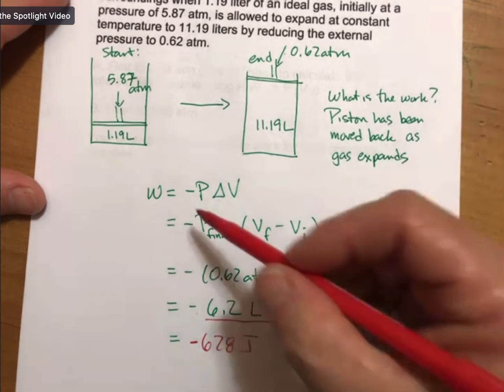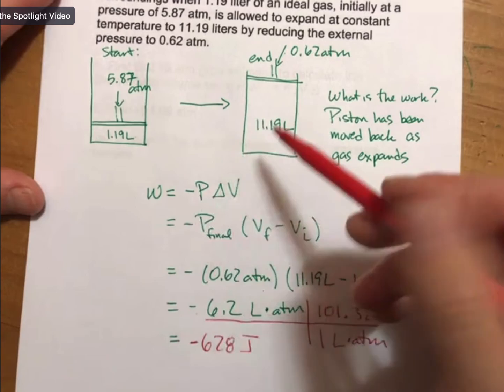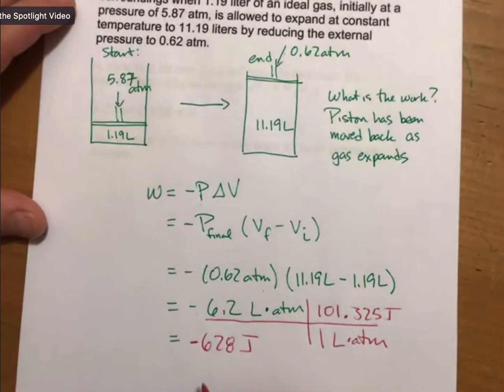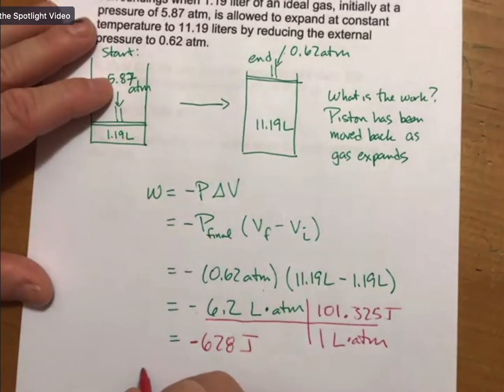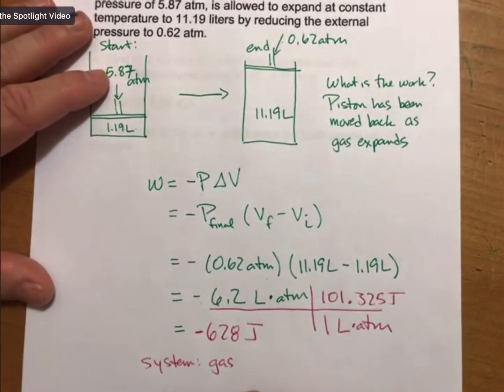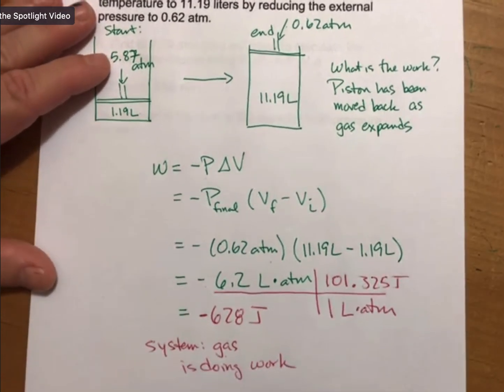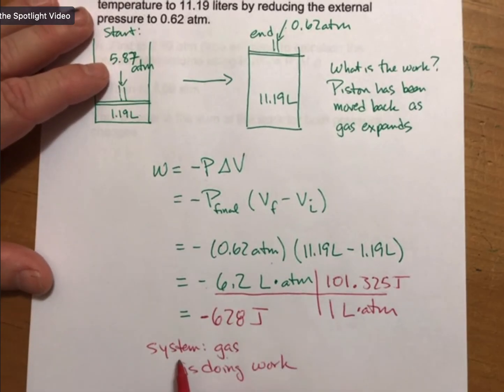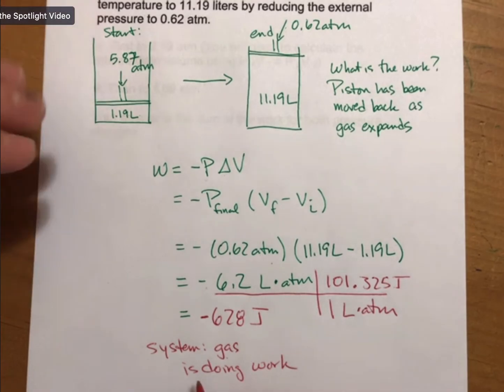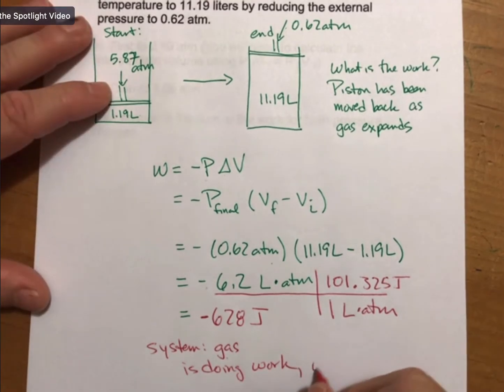Oh, the minus sign. So the minus sign means that the system, which is the gas under the piston, is doing work. And another way of saying it that we'll talk about in another minute is that work is leaving the system.